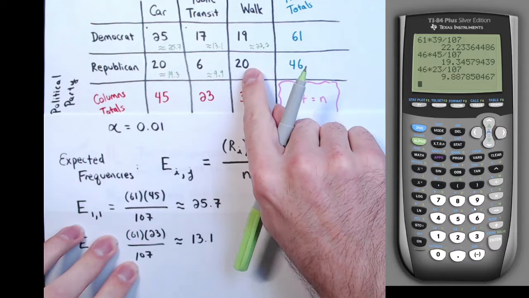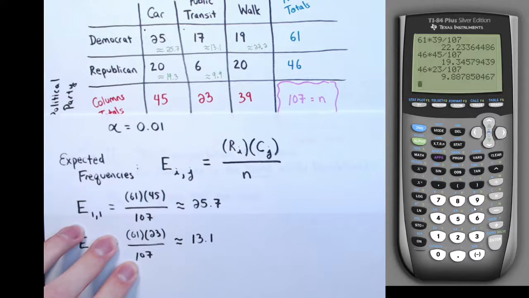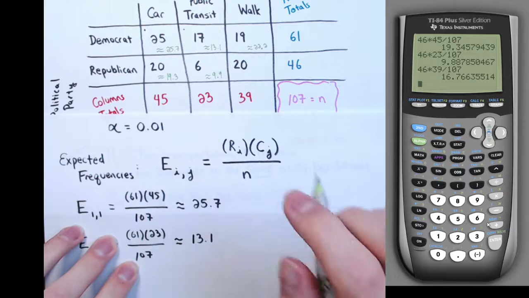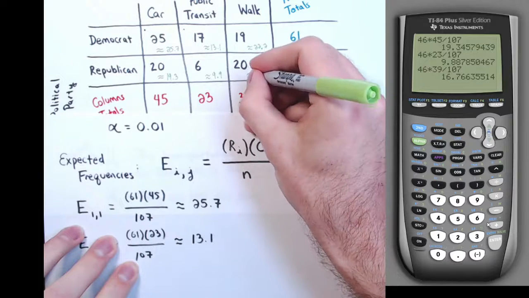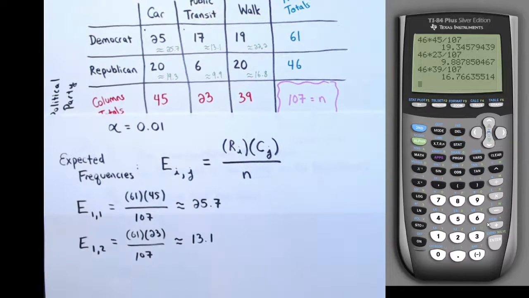So approximately 9.9 if I round that to 1 decimal place. And then for the second row, third column, Republicans who walk, 46 times 39 divided by 107. So again, I just need to change the 23 to a 39. And about 17.8, sorry, 16.8, rounded to 1 decimal place.